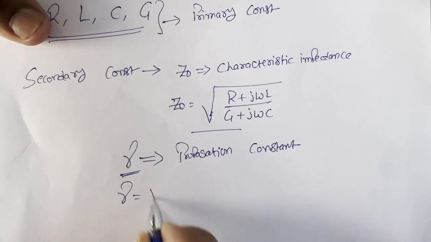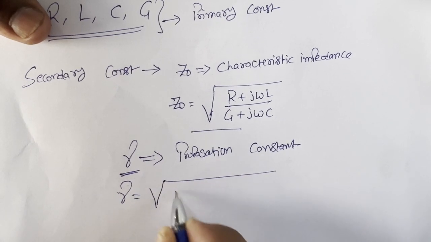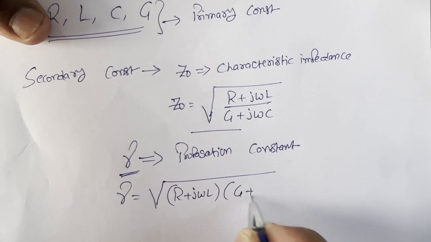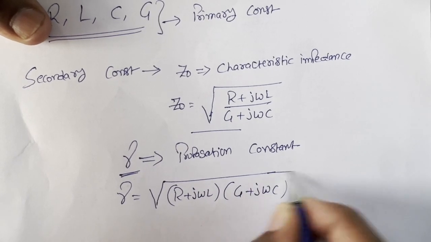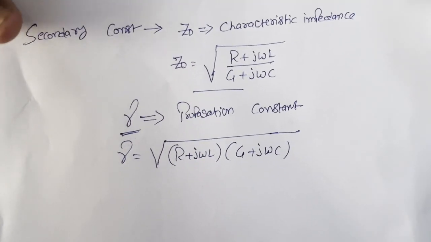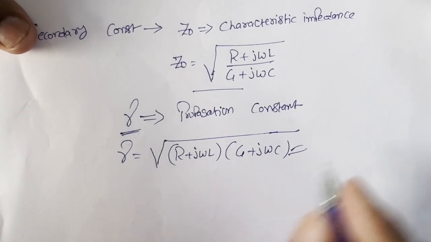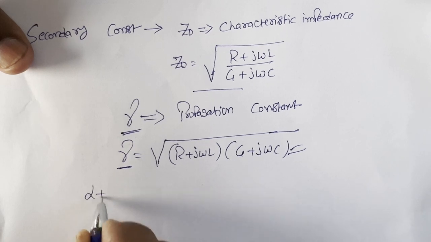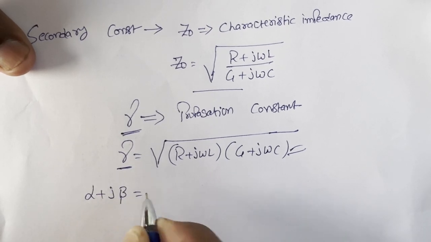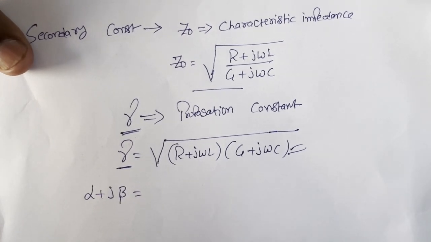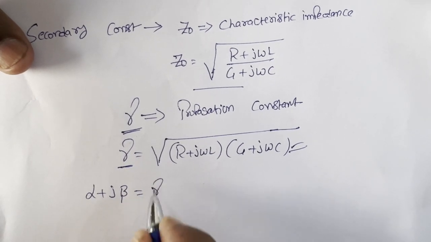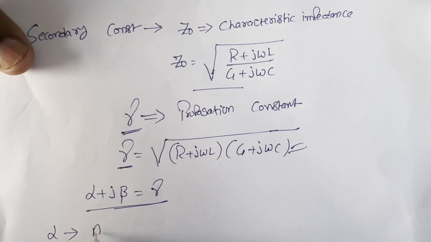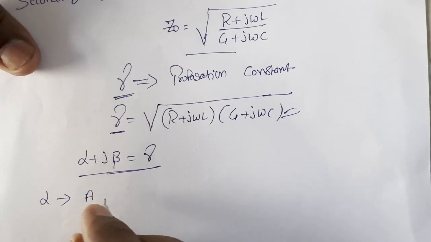We have already derived the expression for gamma. That is gamma equal to square root of (R plus J omega L) into (G plus J omega C). It is the expression for propagation constant. Now this gamma can be written as alpha plus J beta. Here alpha is nothing but the attenuation constant.